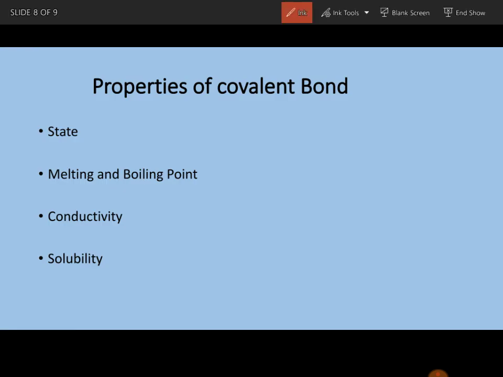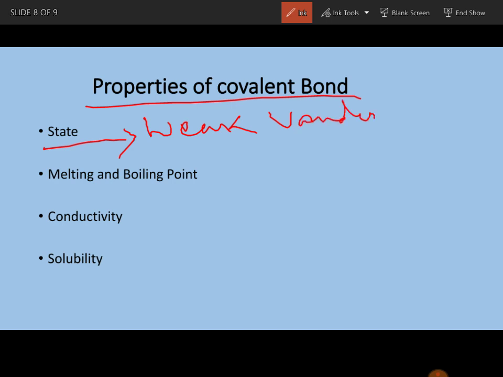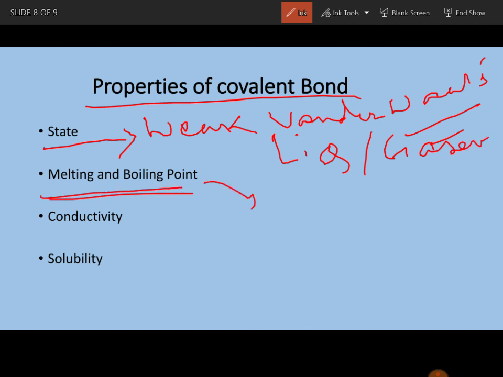Now the properties of covalent bonds. State: since the covalent bond is formed by, you have to remember this word, weak van der Waals' force of attraction, their state will be liquid or gaseous. Melting and boiling point: since the force of attraction is weak, melting and boiling points will also be low. Am I clear?